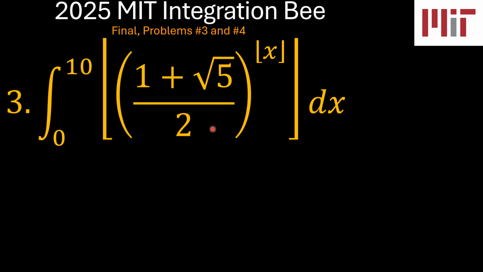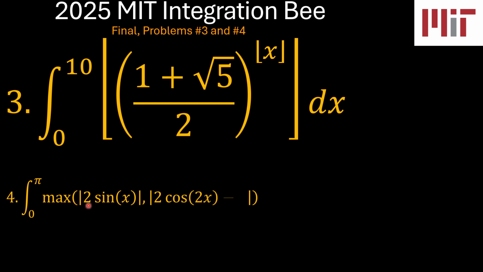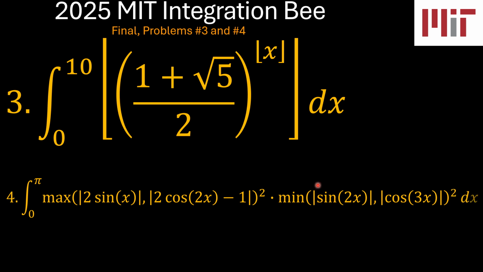Okay, that's very interesting. And then problem number 4, which is also a definite integral from x equals 0 to x equals pi of the product of the square of the maximum between the absolute value of 2 sine x and the absolute value of 2 cosine x minus 1, and the square of the minimum between the absolute value of sine of 2x and the absolute value of cosine 3x. So certainly these are all very interesting problems.